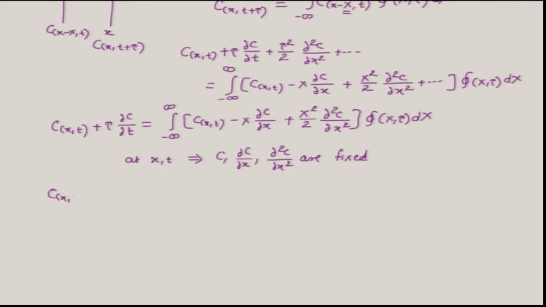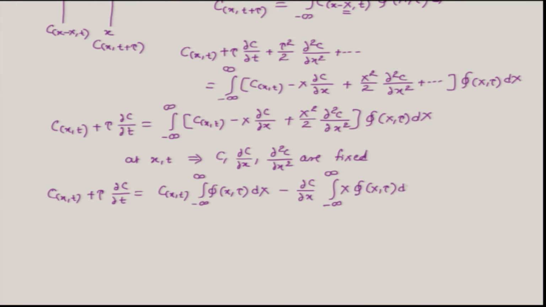So, if we take those out, we can write c at x and t plus tau times dou c by dou t equal to C of x t integral minus infinity to infinity phi of X tau dX, minus dou c by dou x integral minus infinity to plus infinity X times phi of X tau dX, plus dou 2c by dou x2 integral X square by 2 phi of X tau dX.